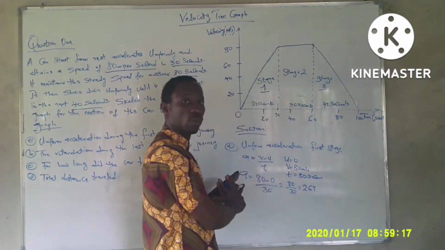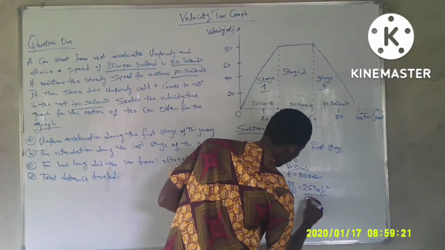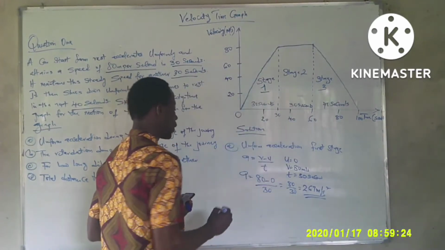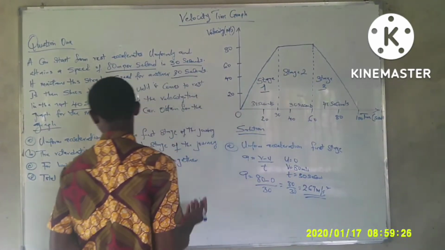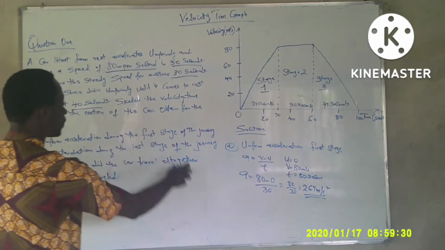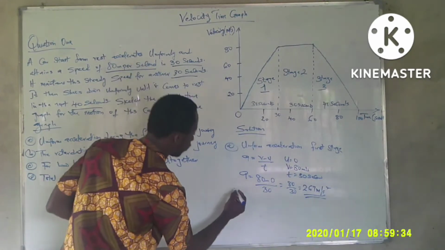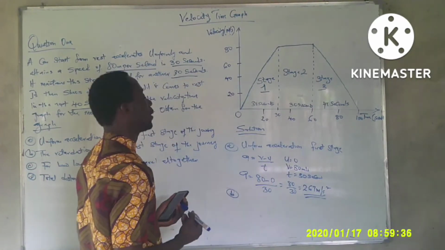The unit of acceleration is meter per second square. So that's the answer for the first stage. Now, for the last stage, they ask us for the retardation during the last stage, which is the third stage.